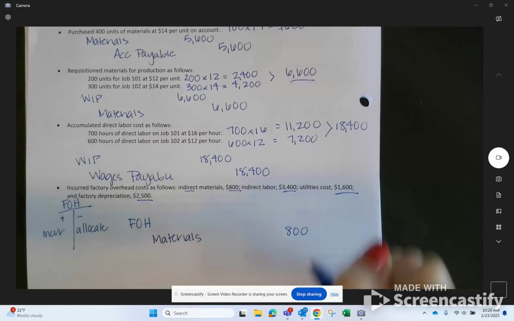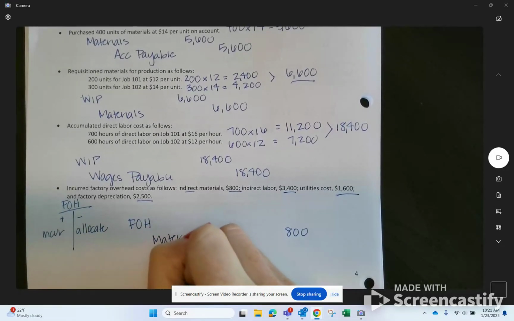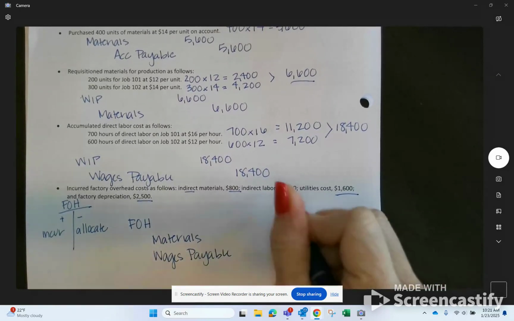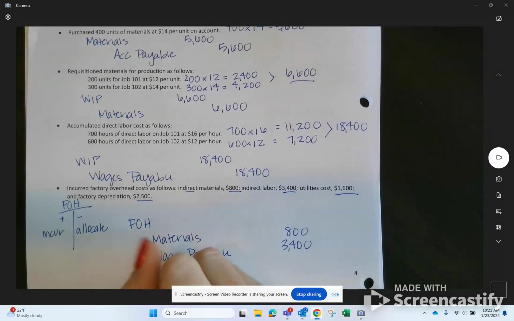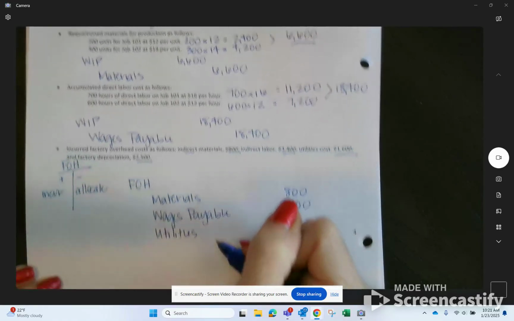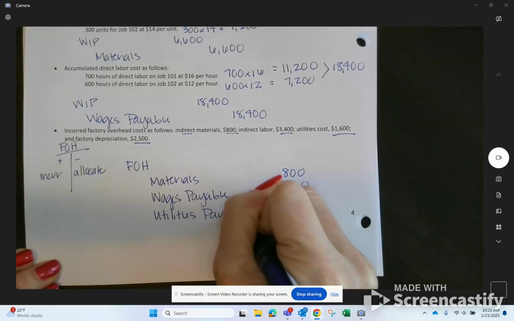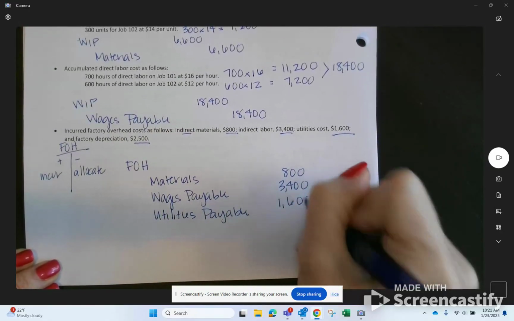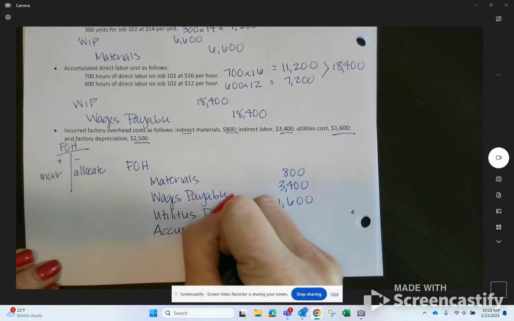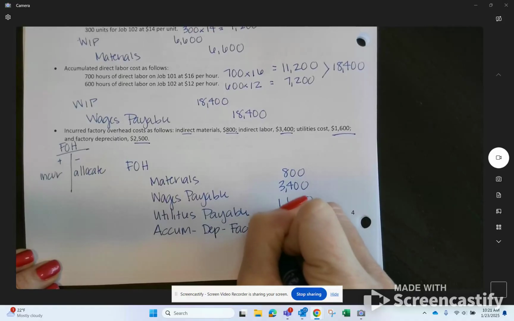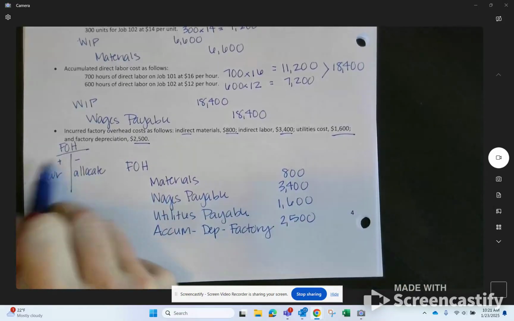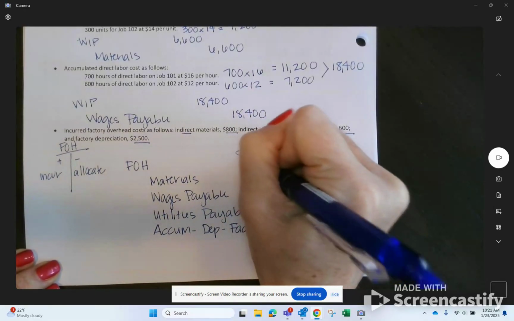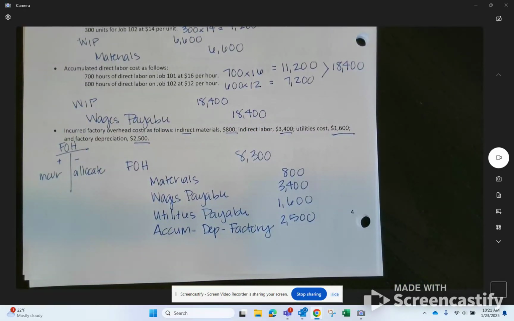Materials will be credited 800. Wages payable will be our labor. That credit is 3,400. Utilities payable is next. That amount is 1,600, and accumulated depreciation is next, $2,500. All of this will increase our factory overhead account. That amount will be $8,300. And again, the journal entry we wrote at the top with the allocation of the factory overhead, we will do, and we'll look at that a little bit later. The main thing to know with that is that we're going to have some rates that we'll do that with, and we'll work on those ones.